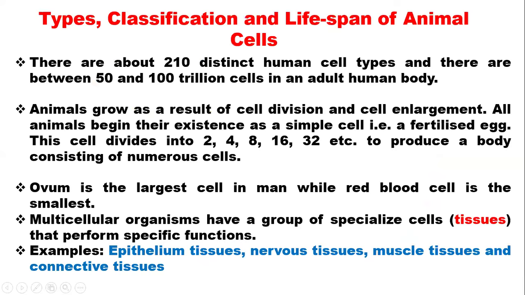So what are the types, classification, and lifespan of animal cells? There are about 210 distinct human cell types, and there are between 10 and 100 trillion cells in an adult human. So you can see the large number of cells present in an adult human. Animals grow as a result of cell division and cell enlargement. All animals begin their existence as a simple cell, i.e., from a fertilized egg.